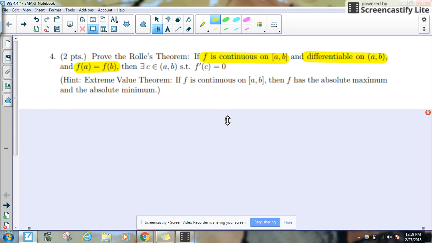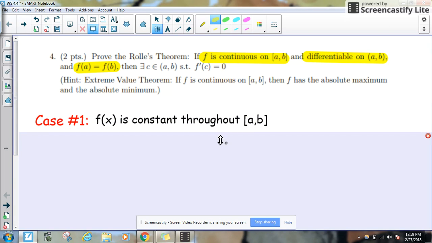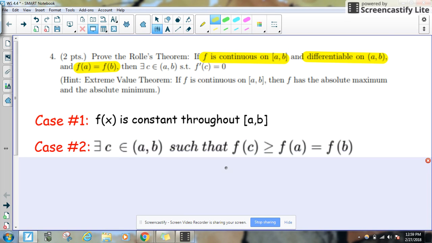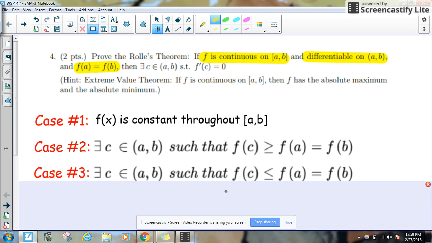So this proof is going to boil down to three cases. Case number one is that the function is simply constant throughout a to b. Case number two is that there exists some value of c on the interior of a to b, such that f of c is greater than or equal to f of a or f of b. And the only other thing that could happen is that there exists some value of c on the interval a to b, such that f of c is less than or equal to f of a or f of b.